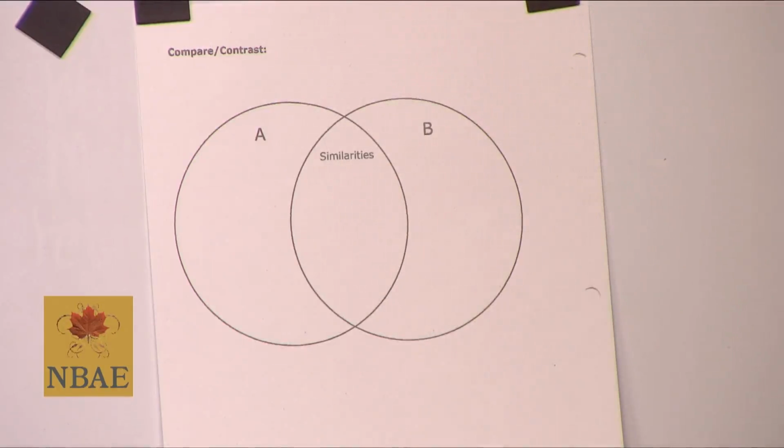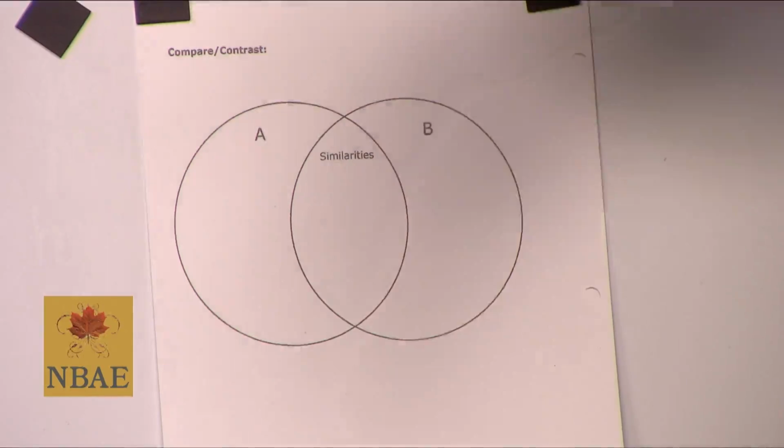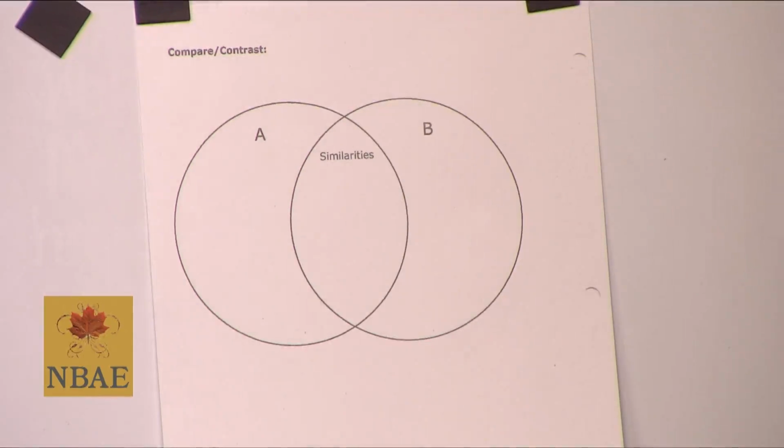They're both domesticated pets. They both provide unconditional love, whatever it might be. But the differences are cats are very independent, dogs a little bit more dependent on people. So you would be using this model to compare something like that, or to compare and contrast the things that you might be considering in a Venn diagram.